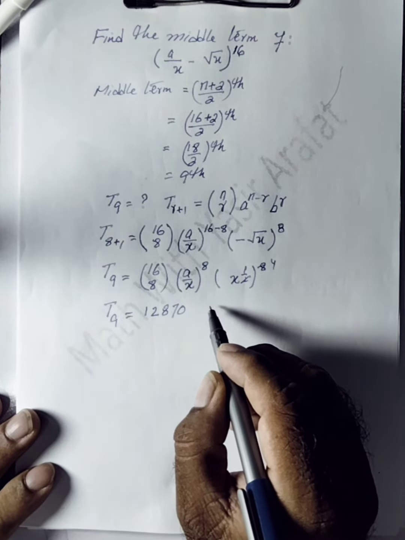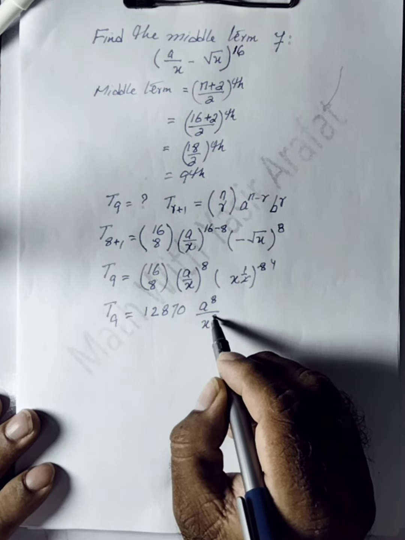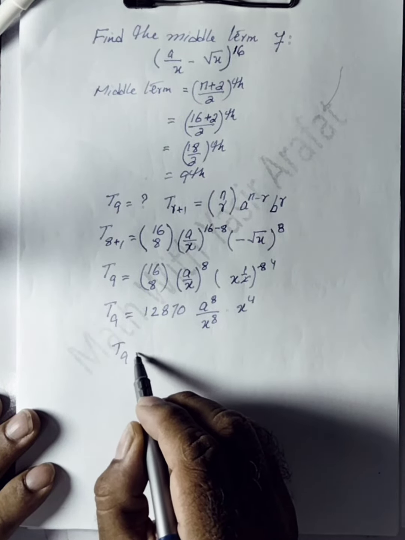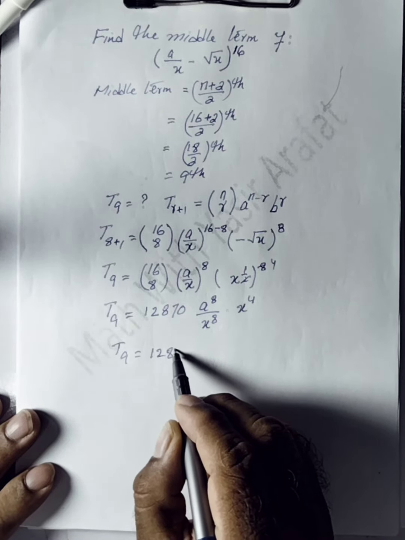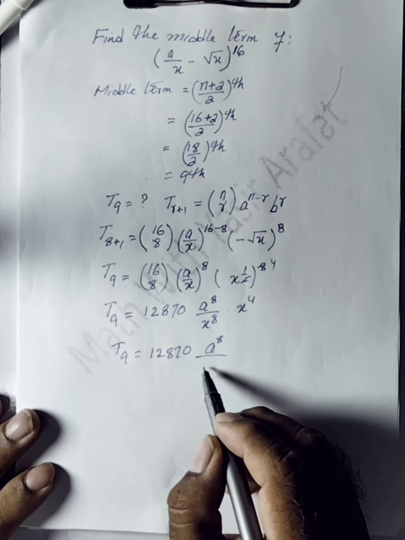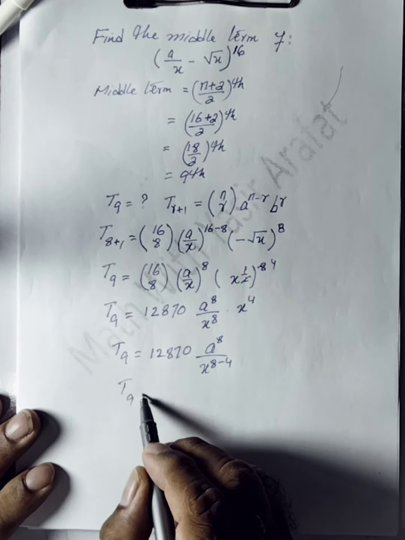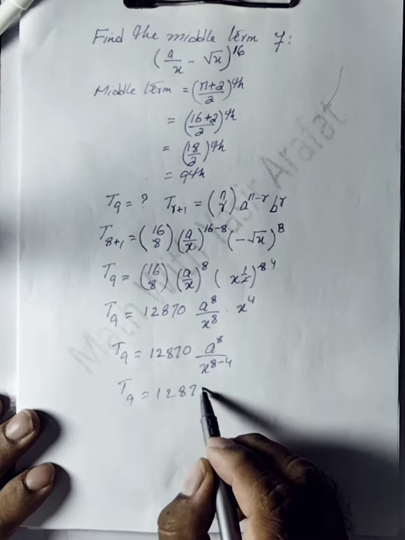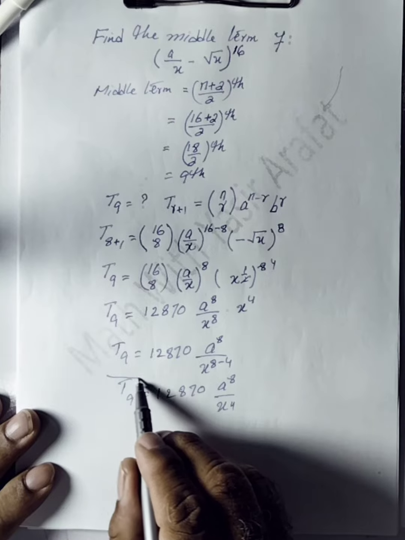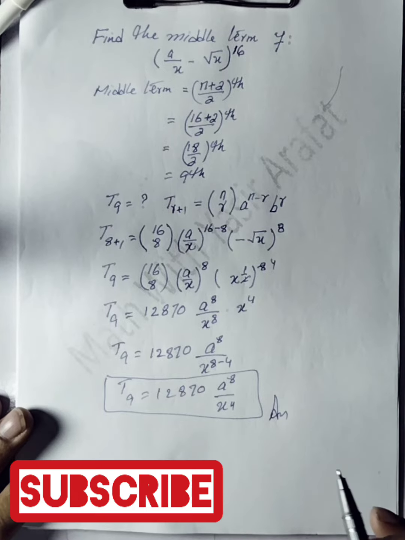Now we have to separate the power here. So this is a power 8, x power 8, and this is x power 4. So this is the T9 here, 12870, and this is a power 8, and we have to shift this x power 4 to the denominator here. So 12870 a power 8 divided by x power 4. This is the value of the middle term, that is T9 here.